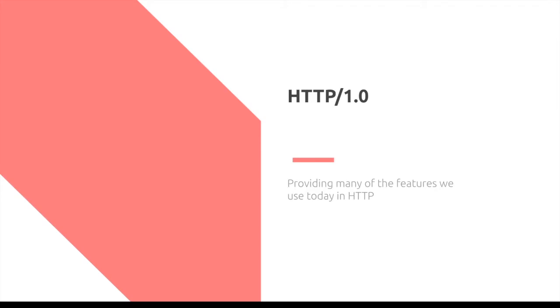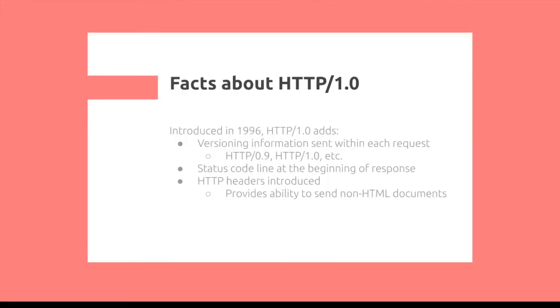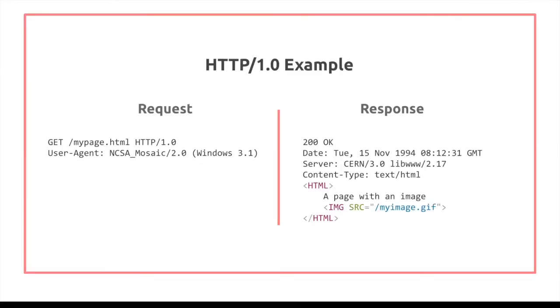So what about HTTP 1? This provides many of the features we use today in HTTP. It was introduced in 1996 and adds the version information sent with each request, so we append HTTP 1.0. We have the status code at the beginning of each response, and then we also have HTTP headers, which allow us to send more than just HTML. So here's an example of the request and response. It's very similar to what we see today. There's not much difference here.